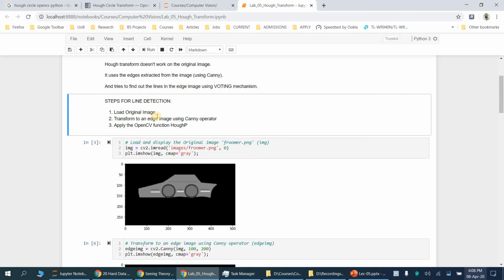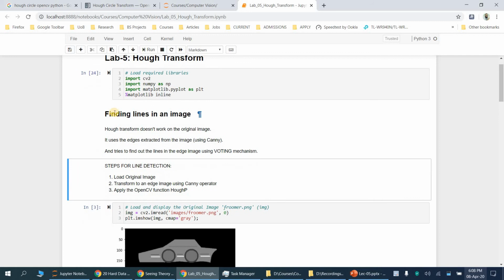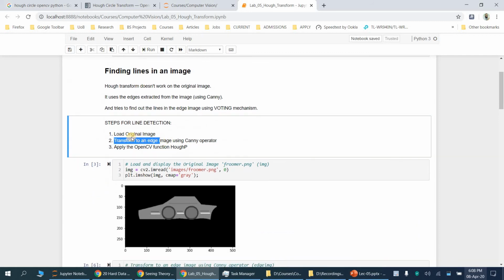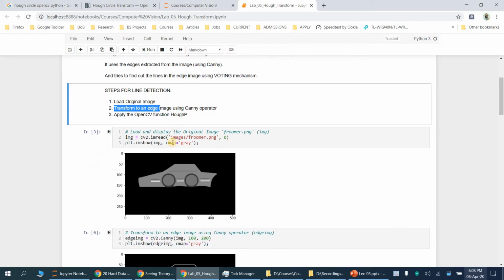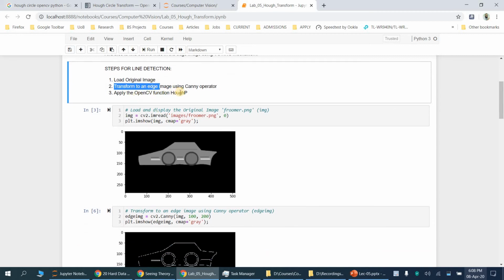So how do we detect the line, first of all? The first part of the lab work is detecting lines in the image. What we do is load the original image, and transform it to an edge image, and then we use the function in OpenCV called HoughLinesP. I think it's HoughP or Hough lines P.